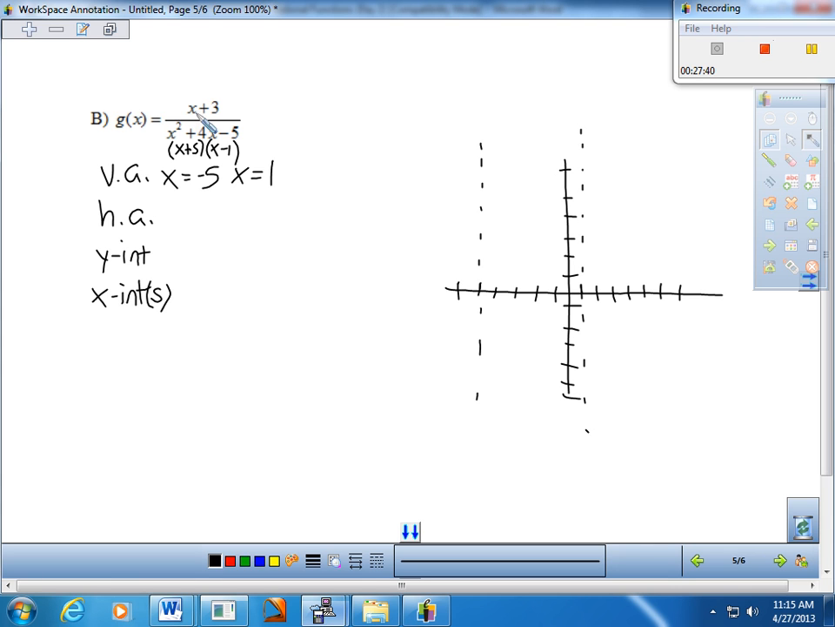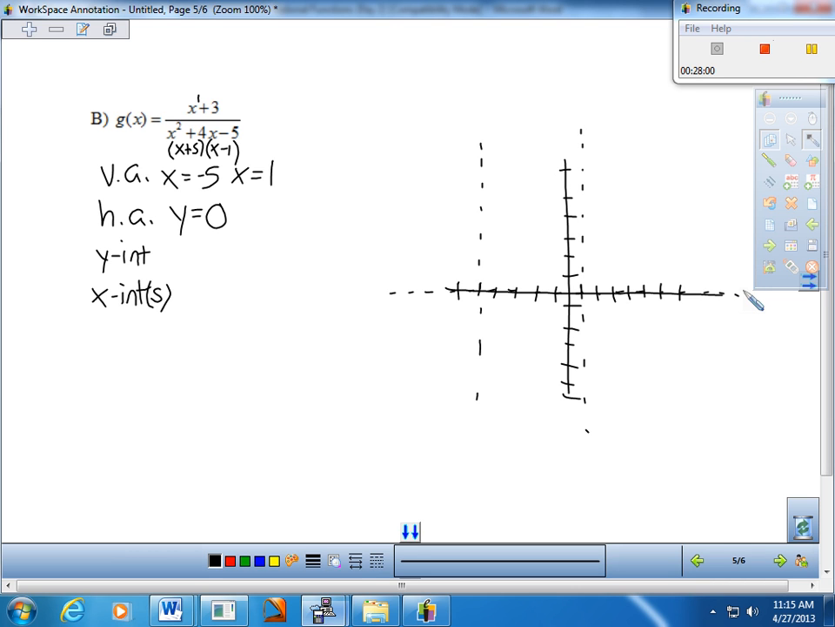Horizontal asymptote. Degrees, guys, of course. Degree of the numerator smaller than the degree of the denominator, so you know right away it's going to be y equals 0 in the end. So let's go ahead and throw this piece on. Again, as it goes to the end, that would be the case.